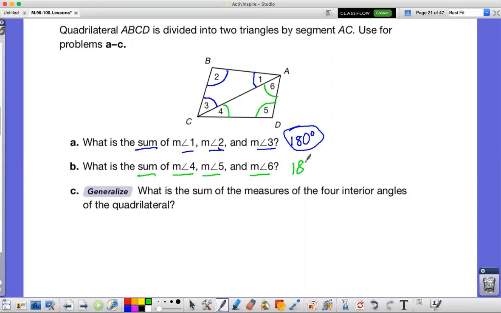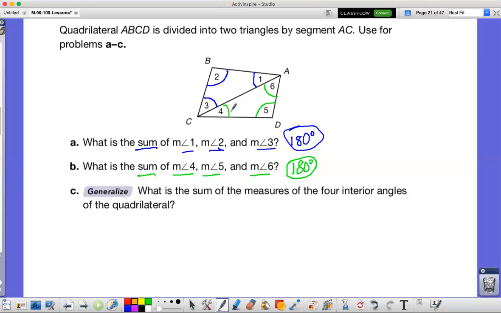Trick question, guys. Should have known that one too. It's only 3 angles. It's a triangle. It's a trick question because you may have been fooled if you're looking at all 4 of those. But what is the answer to letter C then? What's the sum of the measures of the 4 interior angles of the quadrilateral?